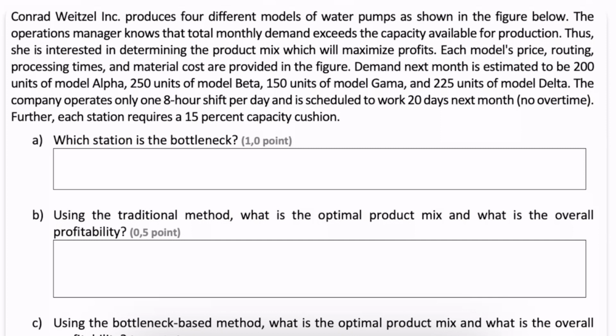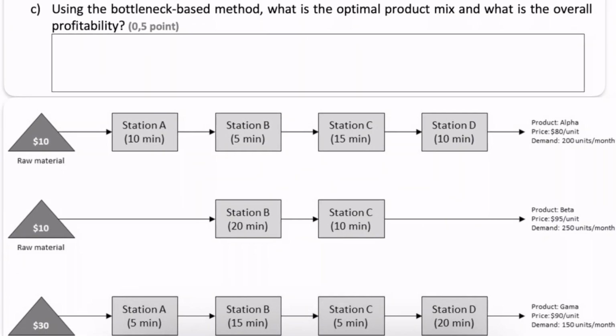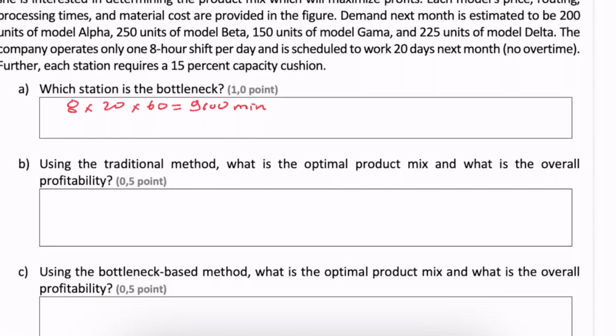Well, to do that, the first thing we need to do is find how much time we have. So we have 8 times 20 days times, let's change everything to minutes, and I'm going to explain that in a second. That's going to give us 9,600 minutes. Why do we have that? Well, we are working in minutes down here, so let's convert everything to minutes, to make our life easier.